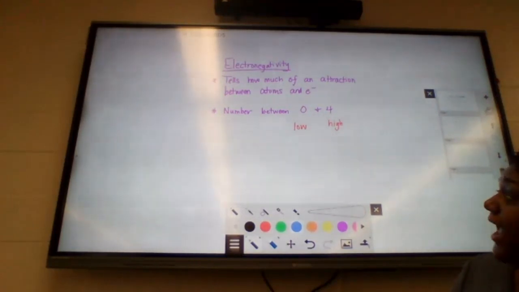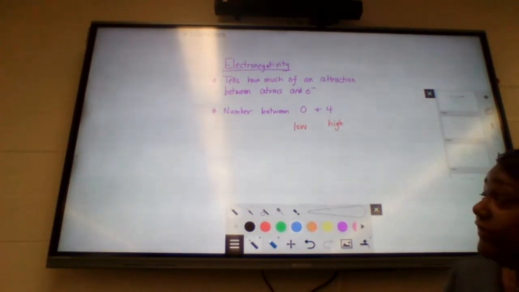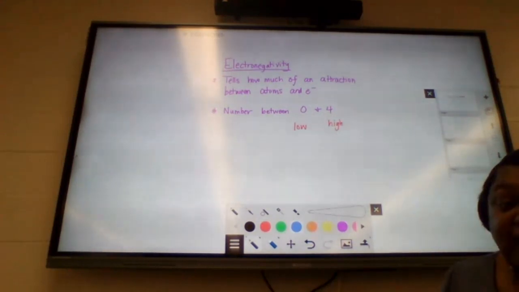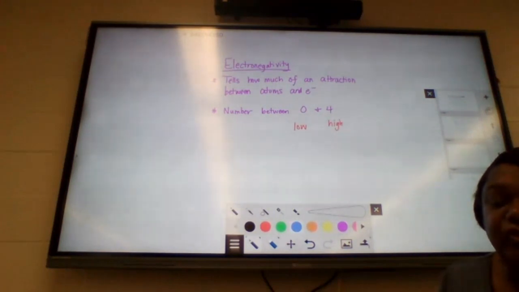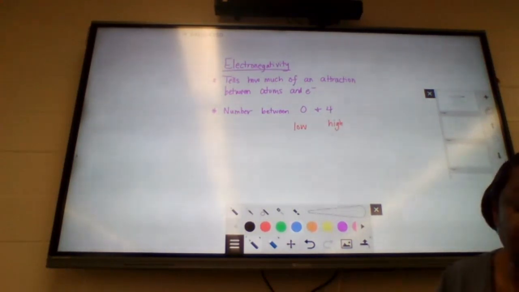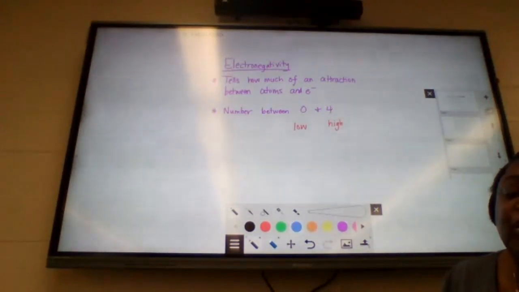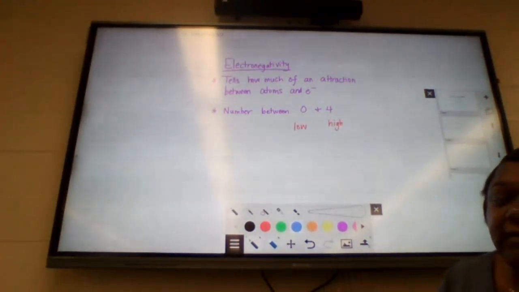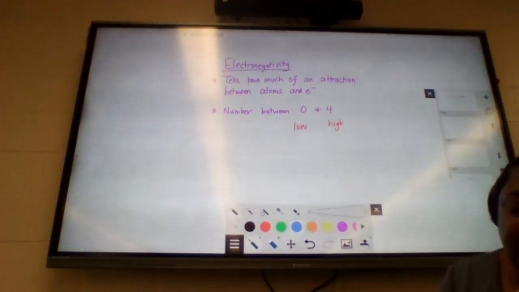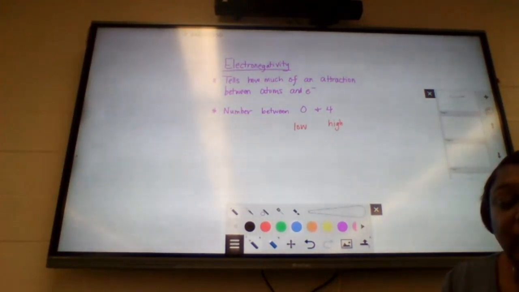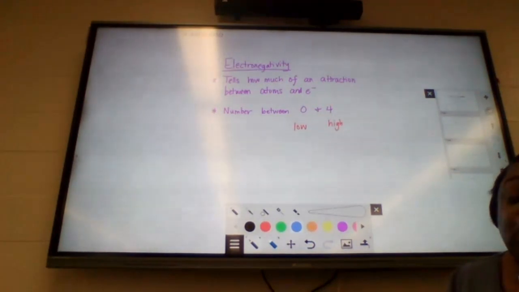We rate this on a scale from 0 to 4. If you have a value of 0, that means you have a low electronegativity. If your value is 4, you have a very high electronegativity. The element with the highest electronegativity on the periodic table is obviously fluorine. It loves electrons the most. If you'll notice where it is positioned on the periodic table, it's got 7 valence electrons. It's doing everything it can to get that 8th valence electron so that it can be completely stable.